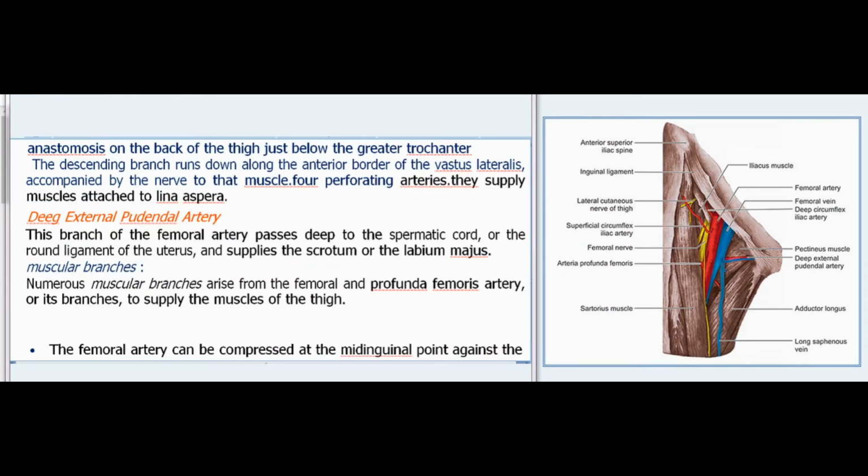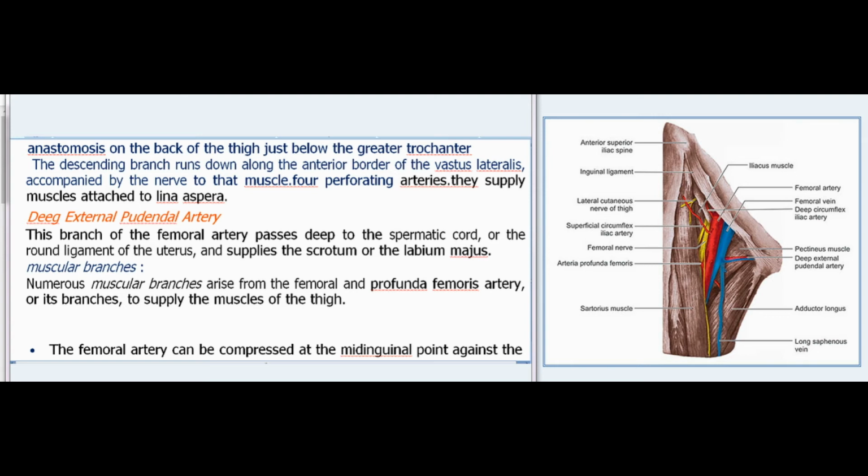The transverse branch pierces the vastus lateralis and takes part in the cruciate anastomosis on the back of the thigh just below the greater trochanter. The descending branch runs down along the anterior border of the vastus lateralis, accompanied by the nerve to that muscle. D. 4 perforating arteries. They supply muscles attached to linea aspera.